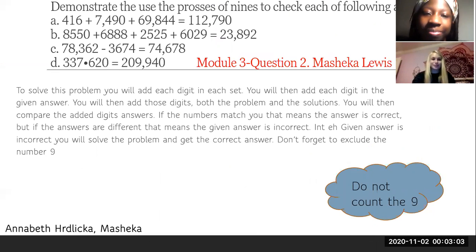You have to demonstrate the process of nines to check each of the following answers. To solve these, A through D, you add each digit in each set, then you add each digit in the given answer. When you add those digits, both the problems and the solutions, you compare the results. If the numbers match, that means the answer is correct. But if they are different, that means it's incorrect. If it's incorrect, you have to solve it and get the correct answer, but if it's correct, you don't have to do that. You always have to exclude the number 9 to make it work.